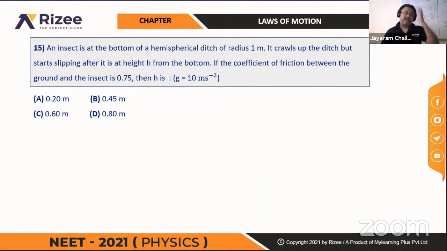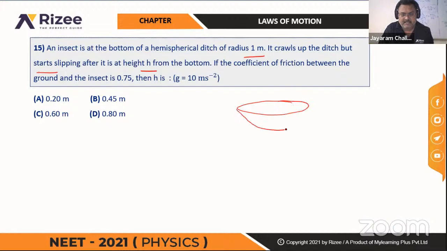Next, an insect at the bottom of a hemispherical ditch of radius 1 meter. It crawls up the ditch and starts slipping after the height of this one. The coefficient of friction conditions. It is nothing but a hemispherical ball sort of a thing like this, and an insect starts crawling from bottom to top.